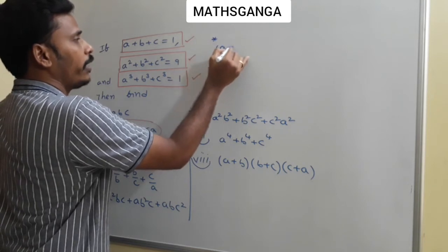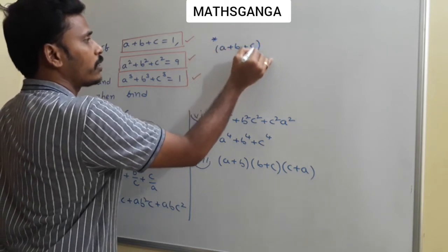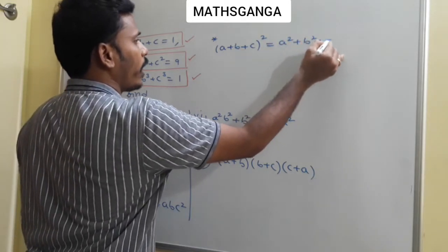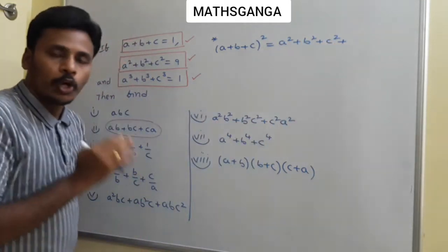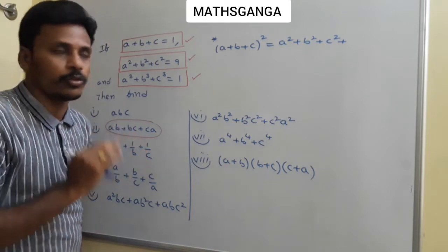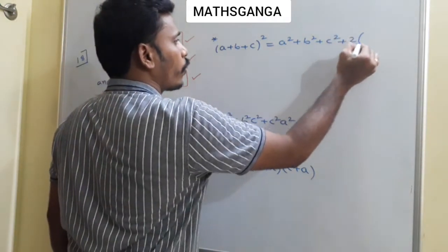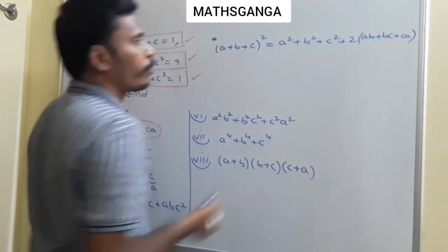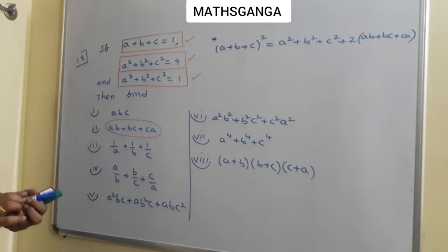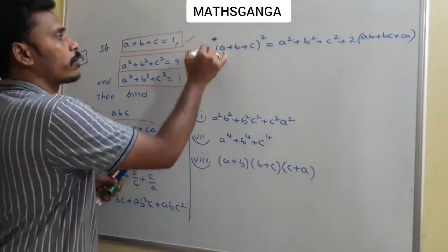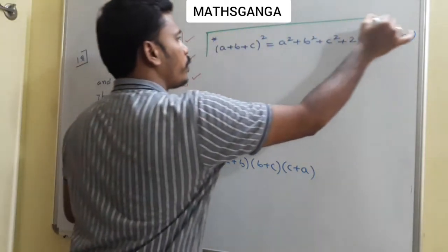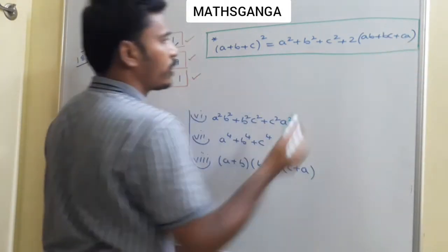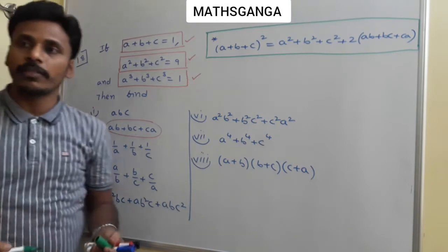a plus b plus c whole square is equal to a square plus b square plus c square plus 2ab plus 2bc plus 2ca. From there you just take out 2 common, then it becomes ab plus bc plus ca. Is it clear? This is a very well known formula for us. Using this I will find ab plus bc plus ca.